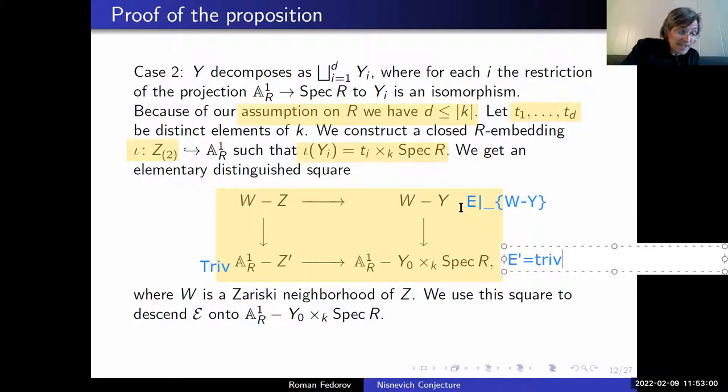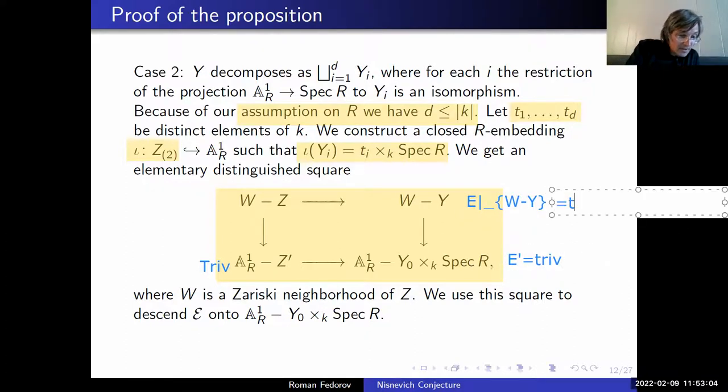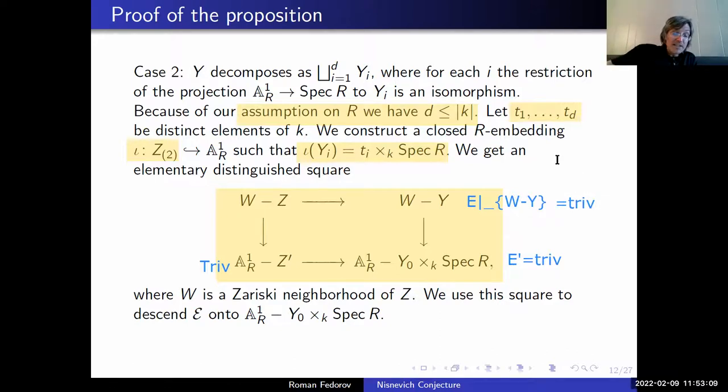But if E prime is trivial, of course, this means that this one is also trivial, right? Because it's the pullback of E prime. And this means that actually my E is trivial in the neighborhood of Y, right? So I can extend it to Y by just gluing with a trivial torsor in the Zariski topology. So it means I can extend my E to A^1_R.